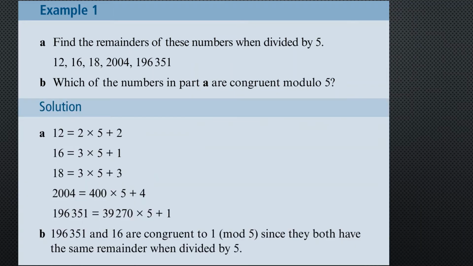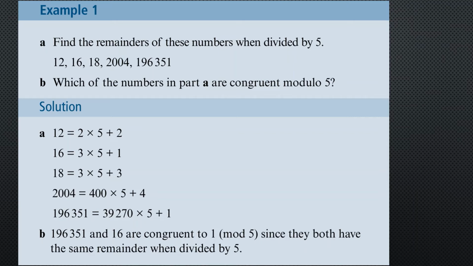12 can be written as 2 lots of 5 plus 2, which means 12 is congruent to 2 mod 5. 16 can be written as 3 lots of 5, which is 15, plus 1. So 16 is congruent to 1 modulo 5. 18 is 3 lots of 5 plus 3. So 18 is congruent to 3 mod 5. And we can continue this for larger numbers too.